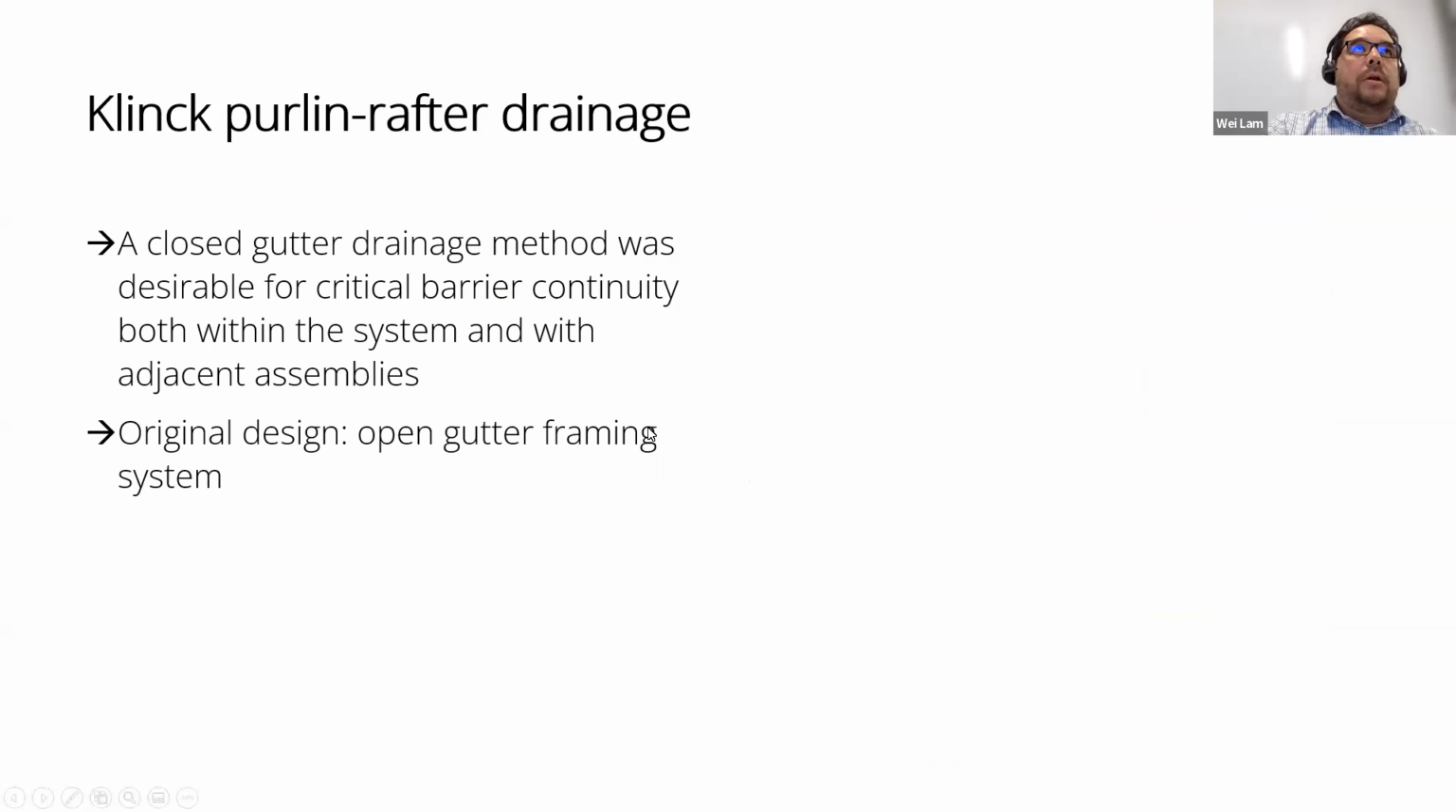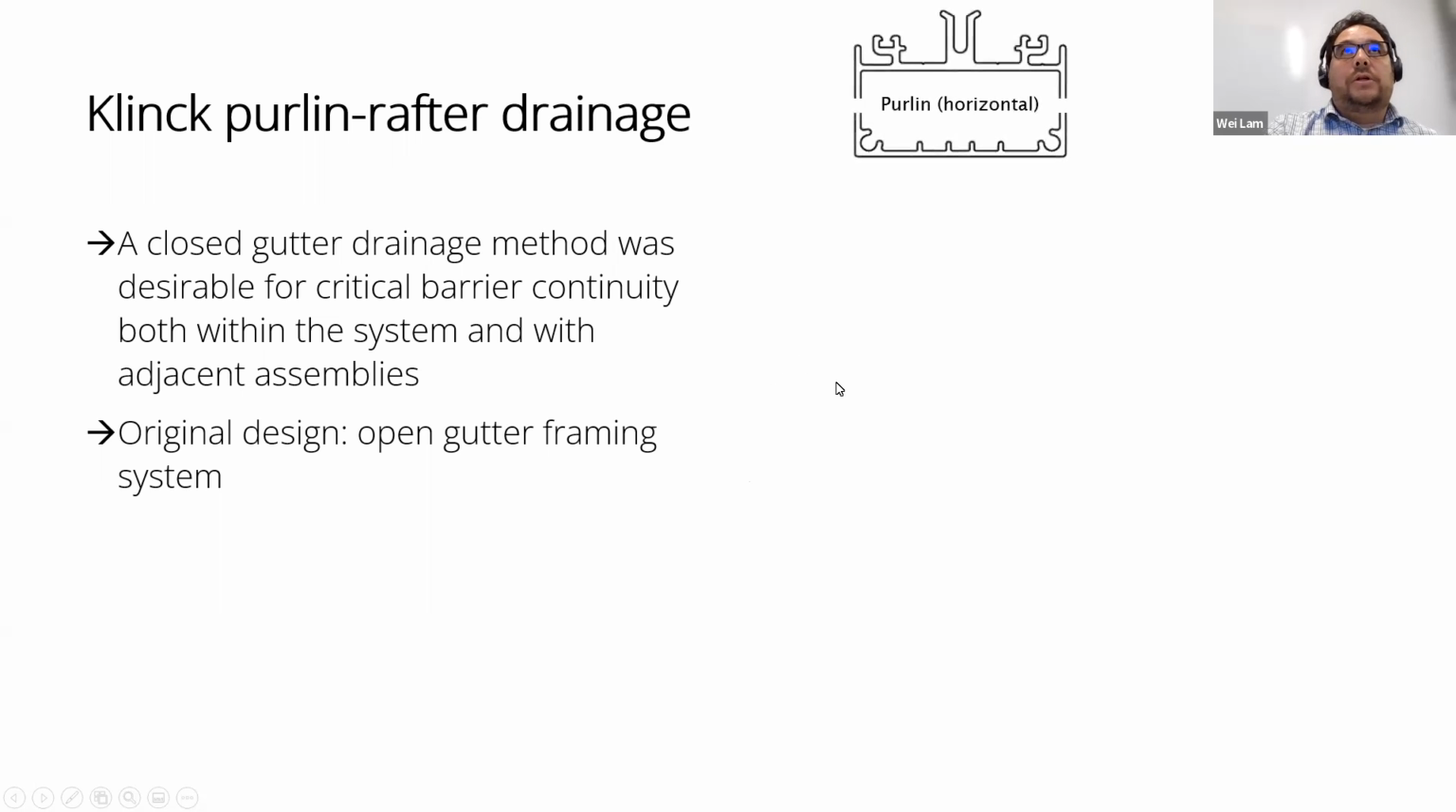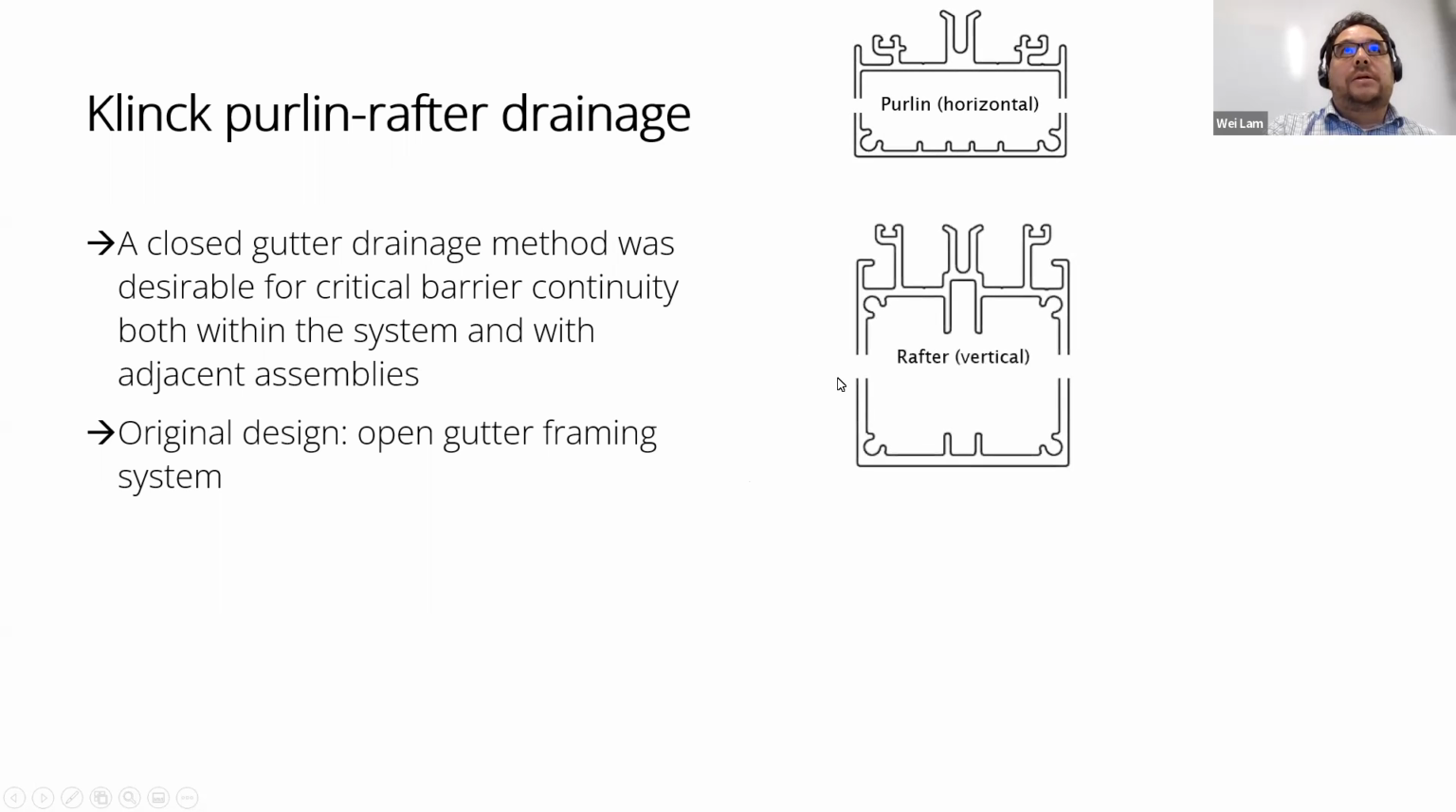So for the Clink purlin rafter, drainage as a closed gutter drainage method was desired, right? That's where we wanted to get to for critical barrier continuity within the system and in the adjacent assemblies. The original design was an open gutter. So the question was how do we convert this in a practical way?